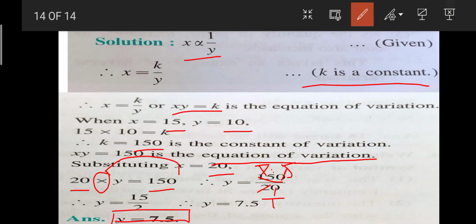Now with this, I have completed exercise 7.2, and the next exercise left in this chapter, 7.3, we will be doing later.